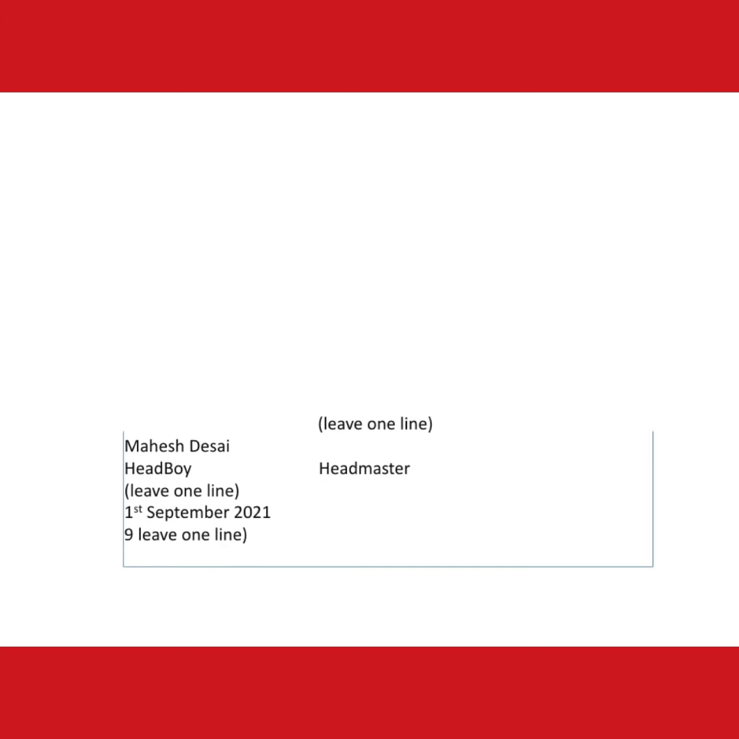Now move on to the right hand side of the box. Exactly adjacent to the word head boy, write headmaster. After you have done this, you draw a line right at the bottom and close the box. So students, if you pay careful attention to the guidelines mentioned to you in this explanation on how to write a notice, you will definitely do extremely well in notice writing.